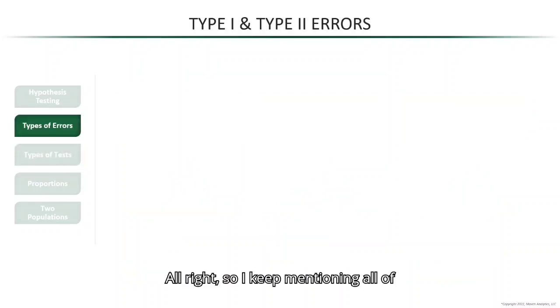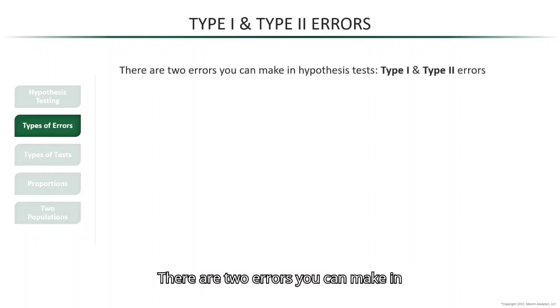Alright, so I keep mentioning all of these accepted probabilities of error and the need for really thinking about the significance level for your tests. So let me put some clarity around all of that. There are two errors you can make in hypothesis tests, type 1 and type 2 errors. Granted, the names aren't very helpful, but here's what they mean.